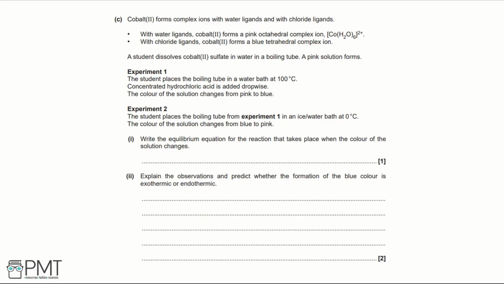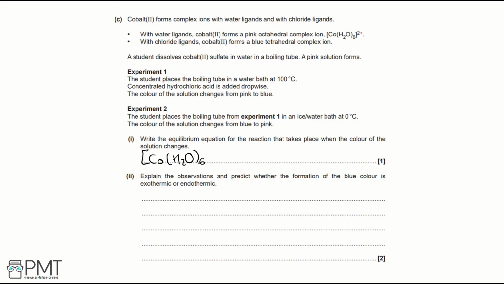Part 1. Write the equilibrium equation for the reaction that takes place when the colour of the solution changes. So this question is asking about a ligand substitution reaction. So we're reacting cobalt-2 with water ligands, so that can be written as [Co(H2O)6]2+. And we're told in the question that we're forming a tetrahedral complex.